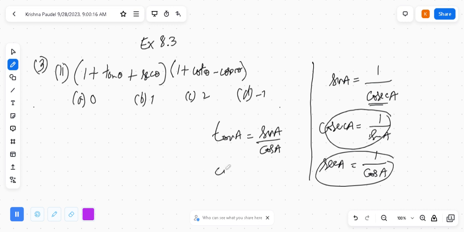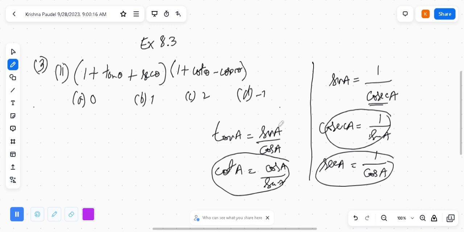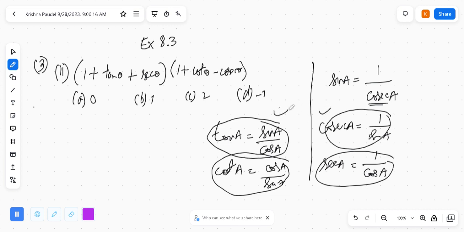And whenever I see cot, I'll convert it to cos by sine. So these 4 points you have to always remember whenever you do any sum related to trigonometric ratios and proving trigonometric identities. These 4 points are very, very important because once we see the sum, the next step is only this. Whenever cosec is there, we write 1 by sine; tan is there, sine by cos; cot is there, cos by sine; and sec is there, 1 by cos.